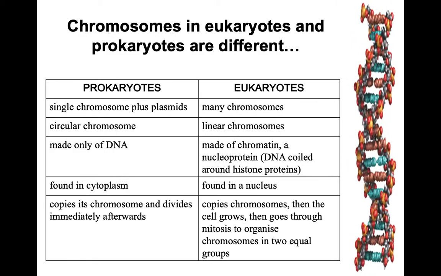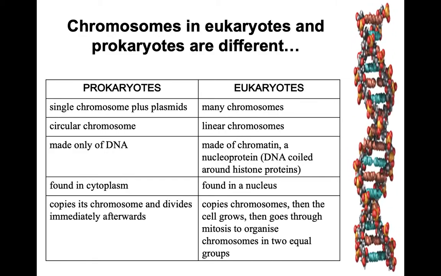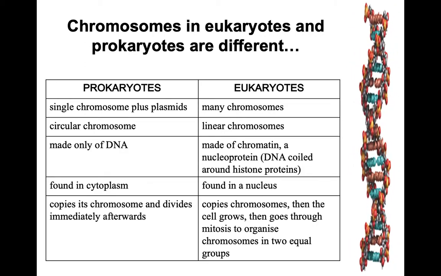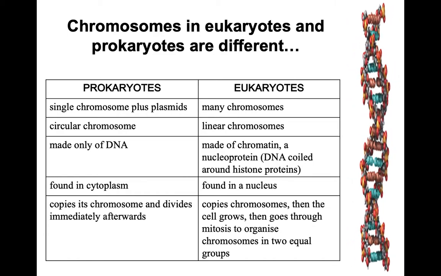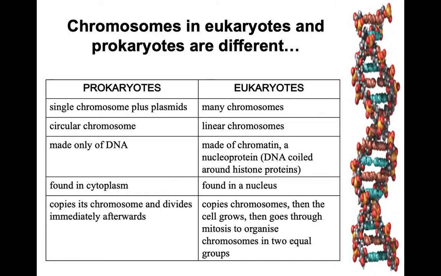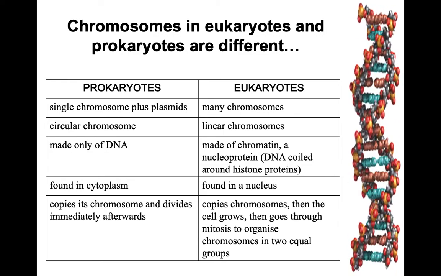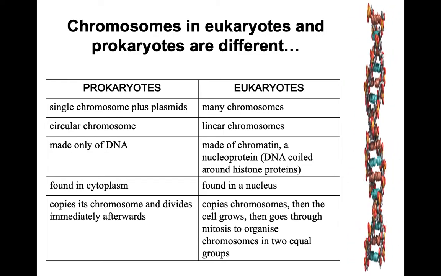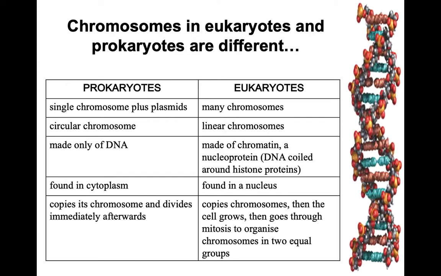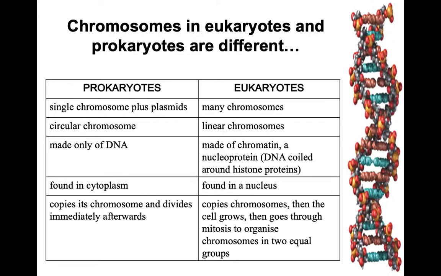In terms of the structure, prokaryotes possess a circular DNA, a circular chromosome. So the ends actually meet. While eukaryotes are linear, so ang chromosomes natin, the ends of our chromosomes do not meet. They don't form a circle, unlike that of bacteria or archaea.